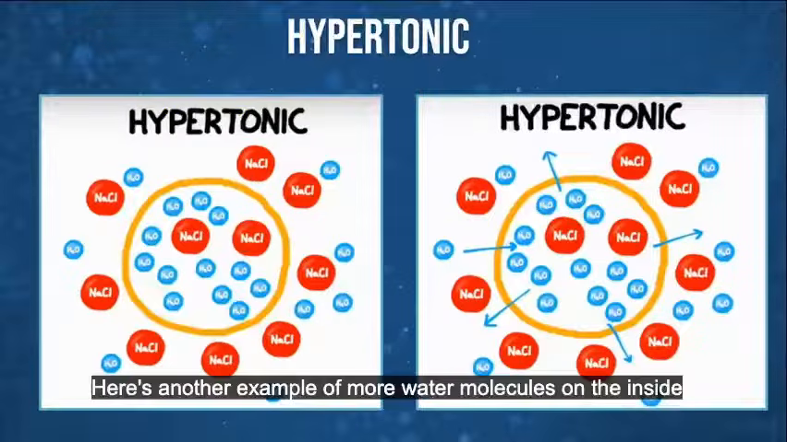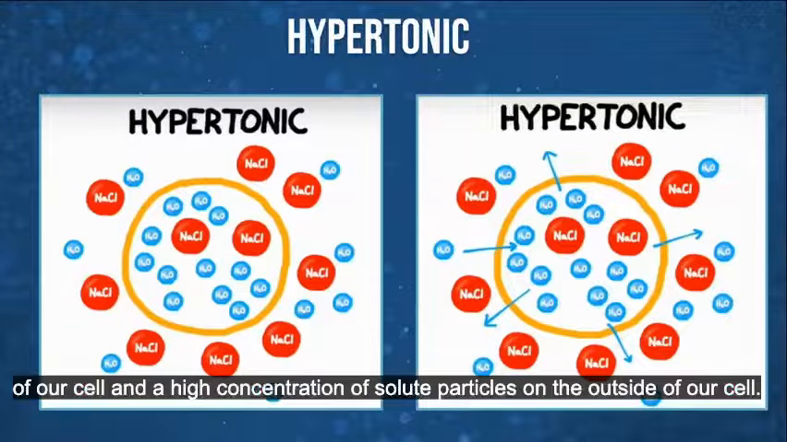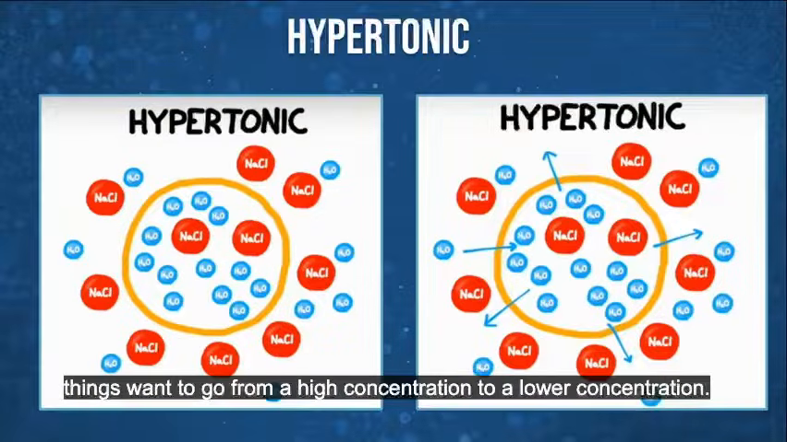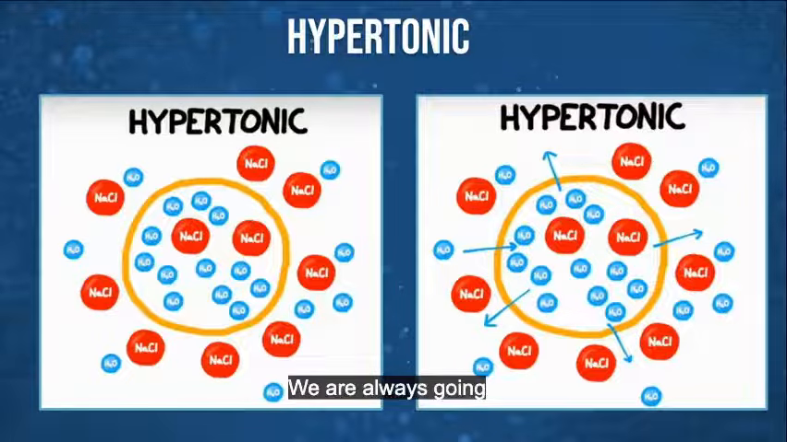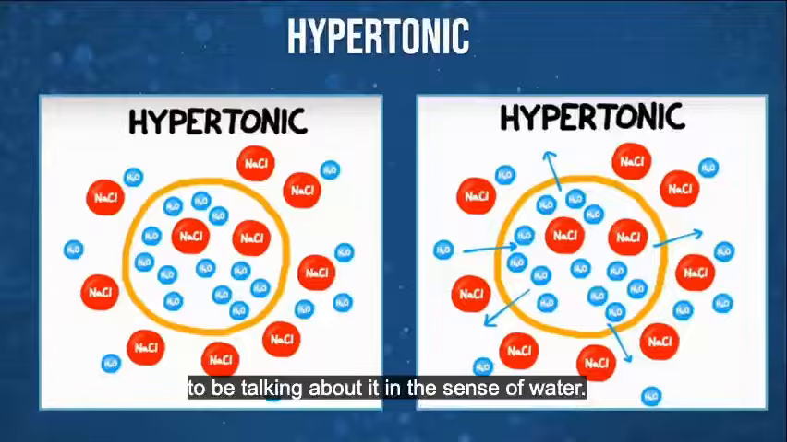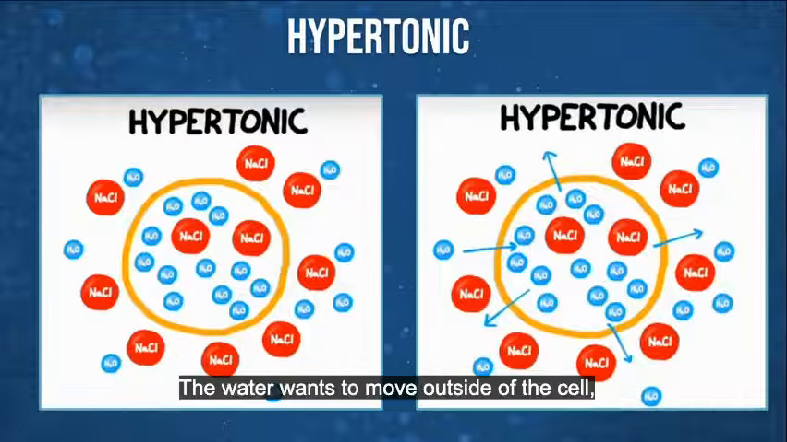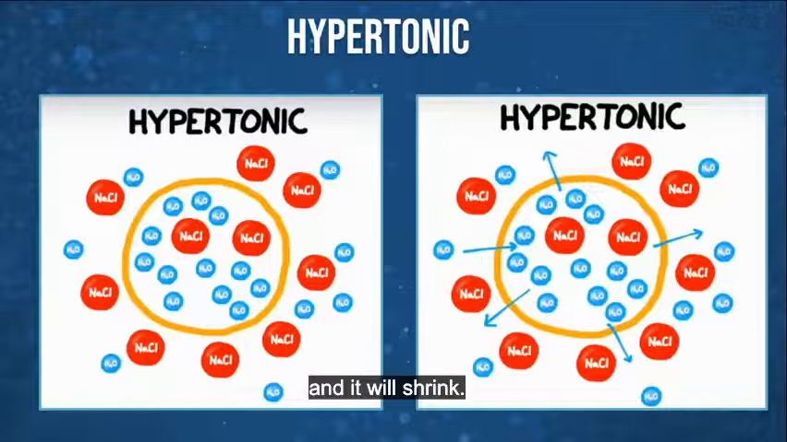Here's another example of more water molecules on the inside of our cell and a high concentration of solute particles on the outside of our cell. Remember, through diffusion, things want to go from a high concentration to a lower concentration. We are always going to be talking about it in the sense of water. Now, water wants to move from a higher concentration to a lower concentration. The water wants to move outside of the cell and it will shrink.